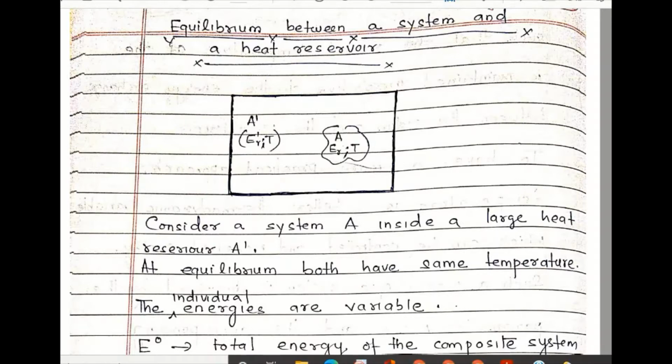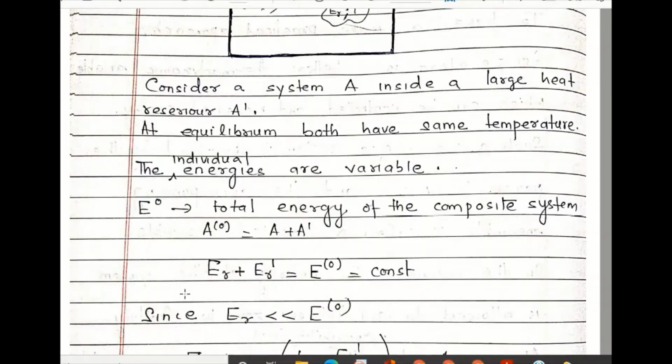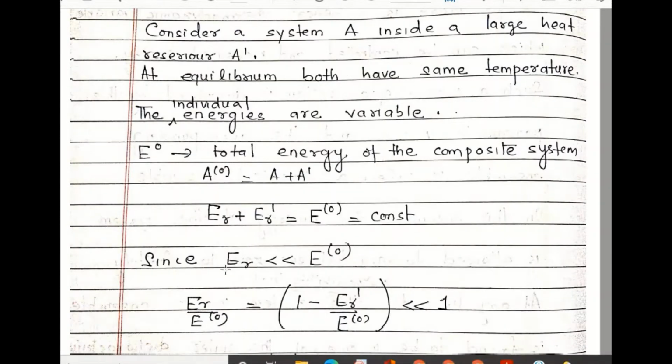Now consider a system A inside a large heat reservoir A prime. At equilibrium both have the same temperature. The individual energies are variable, but the total energy of the composite system, that is A plus A prime, should be constant. So Er plus Er prime is equal to E0, a constant. We know the system has much less energy than the total energy, so we can write Er by E0 as 1 minus Er prime by E0, much less than 1.